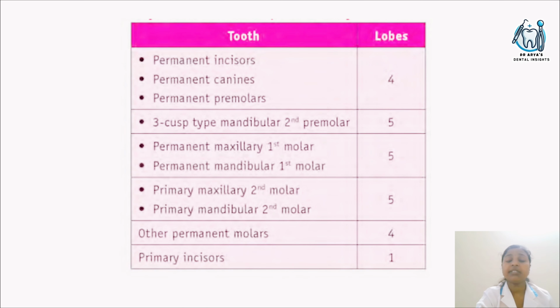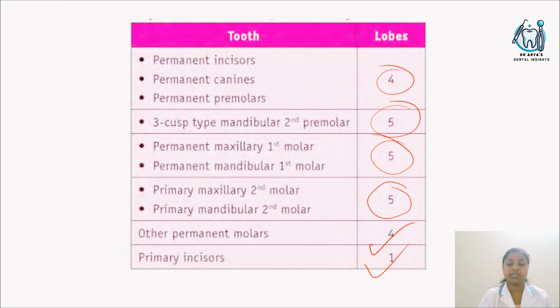How many lobes are there for this tooth? For permanent incisors, canines and premolars, there are 4 lobes. 3 cusp type, that is mandibular second premolar, that is 5. Permanent maxillary first molar, and for mandibular first molar it is 5. And for primary maxillary second molar and primary mandibular second molar also 5. In other permanent molars it is 4, and primary incisor only 1 lobe is there.